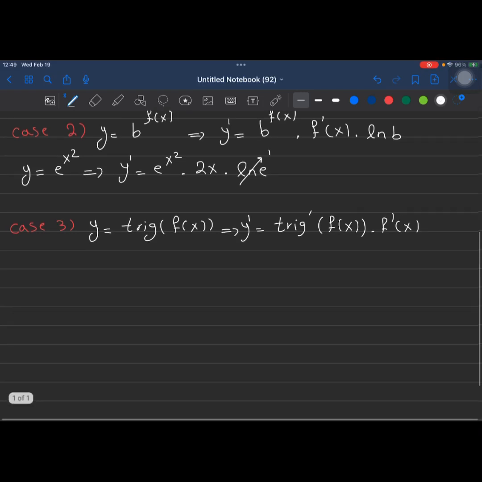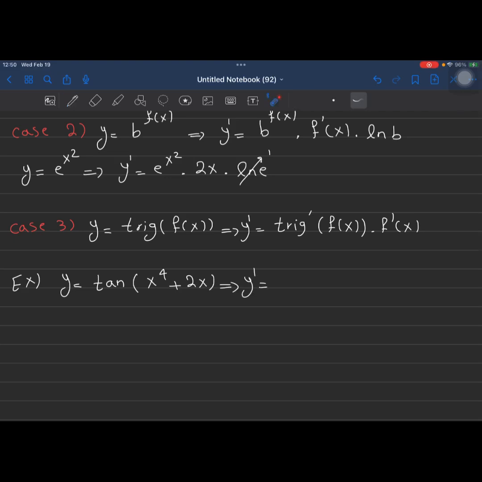For example, if you have y equal to tan of x to the power of 4 plus 2x. So then in this case, y prime is equal to, so the trig function is tan, and the derivative of tan is secant squared. So it's secant squared of x to the 4 plus 2x. Then you multiply it by the derivative of the function inside. So it's the derivative of x to the 4 plus 2x, which is 4x cubed plus 2, and that would be the derivative of tan of x to the 4 plus 2x.